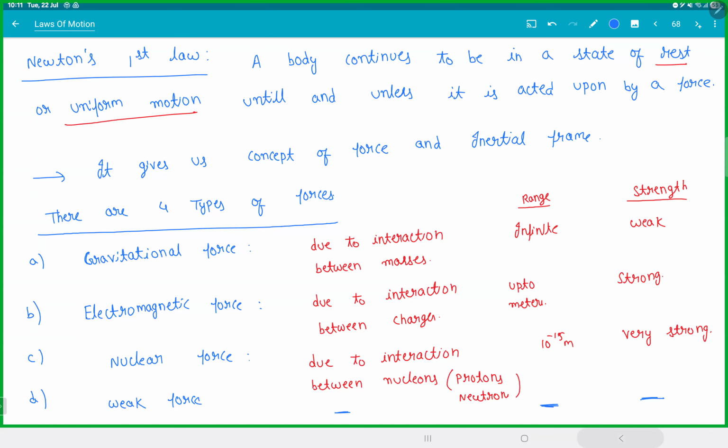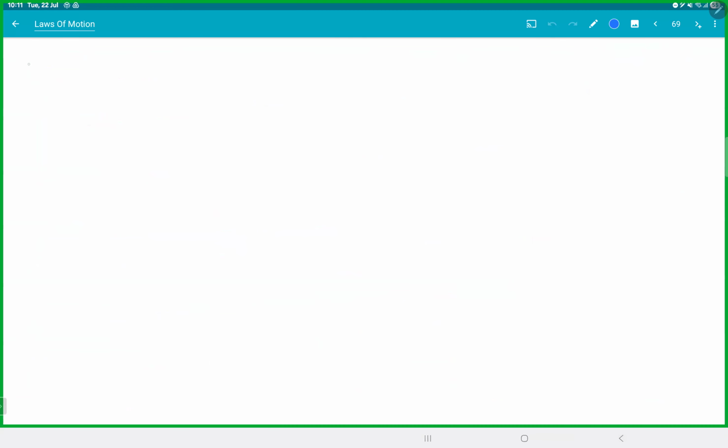No. But we are more interested in the forces which we deal with in mechanics. So in mechanics, we deal with normal reaction. We already heard these words a bit. Tension. Spring forces. And friction.